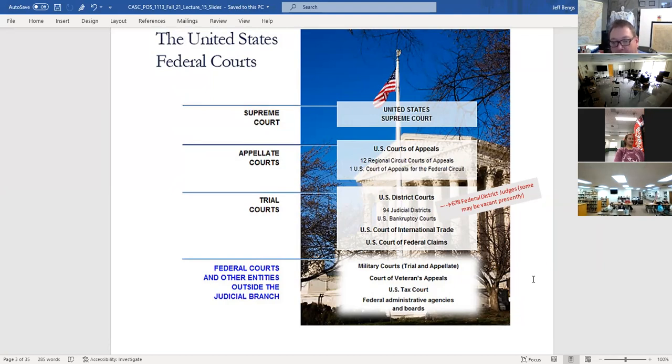Now, then there are other courts on a federal level, or they're outside the judicial branch, but they are on a federal level, like military courts.